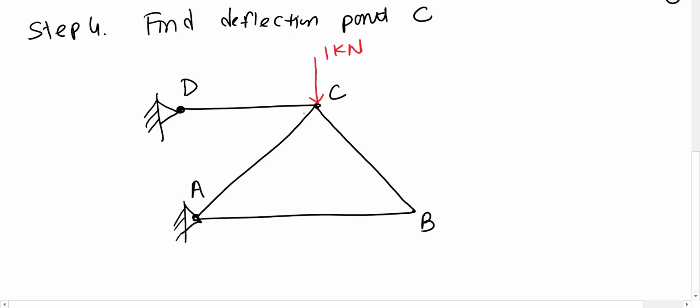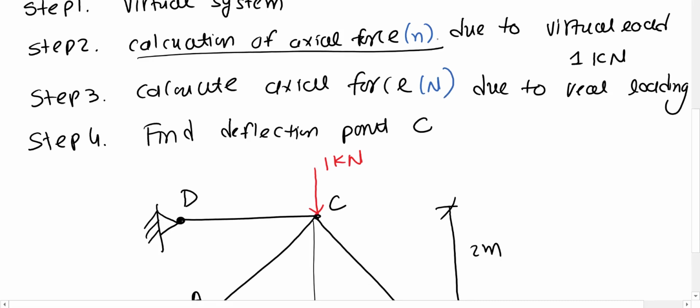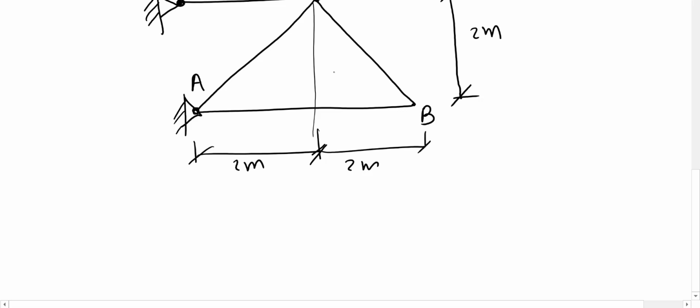So that's the first step, we draw the virtual load, and all the measurements are still the same, 2 meters, and this distance is 2 meters, and this distance is 2 meters. Now step number 2, we need to calculate the internal forces in all the members due to this virtual load. So we can use the joint method. Let's say we use joint A, or let's do joint B first.